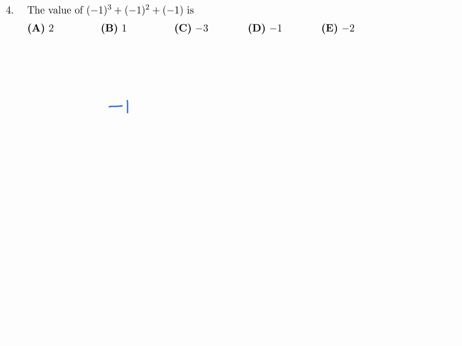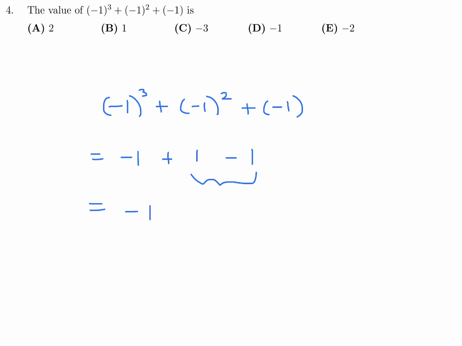The value of (-1) to the power of 3 plus (-1) to the power of 2 plus (-1) is... (-1) to the power of 3 is -1. (-1) to the power of 2 is 1. And then we have this -1. So these two cancel, that just becomes 0, and all you're left with is just a -1. So number 4, the answer is D.